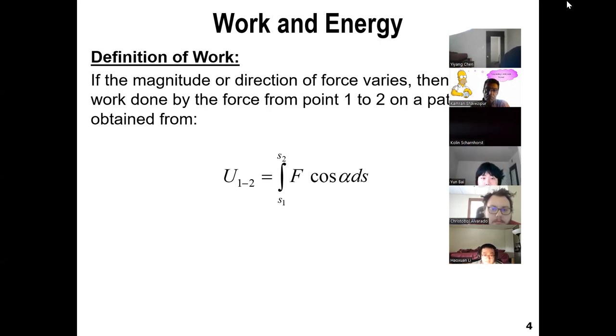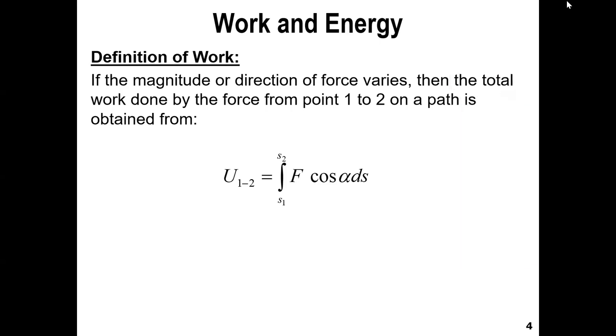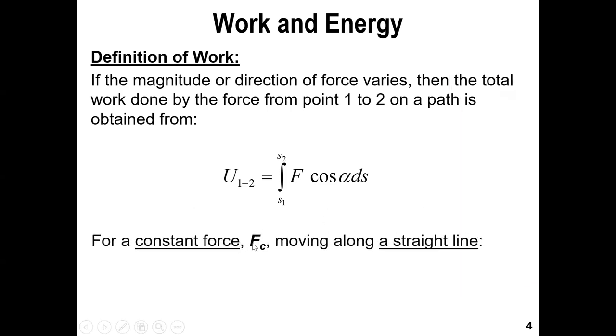Now, if the force is constant, this is something you may have seen even in high school, and moves on a straight line, which means the force is constant and alpha is constant, they come out of the integral. This simply becomes constant force, cosine alpha, delta S. And that is the simplest way of computing work. Moving on a straight line, so alpha doesn't change, having a constant force, F doesn't change. So this integral simplifies as this.